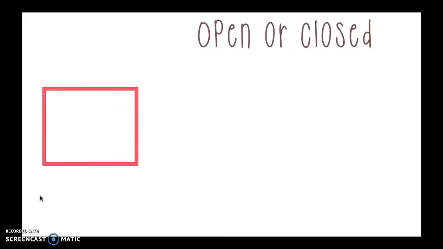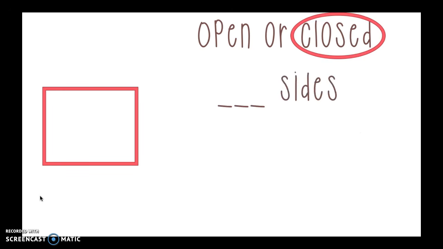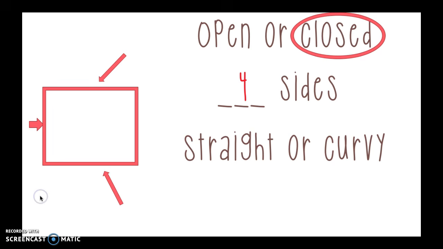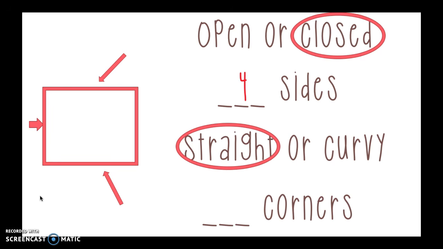What about this guy? Open or closed? Yep, you're right, closed. How many sides? Did you say 4? Oh my goodness. 1, 2, 3. Oh, I forgot my other arrow. 4. Well, you see the other arrow will come in a little bit later, I'm sure. Is it straight or curvy? That's right. They're all straight. Well done, friend. And last but not least, how many corners?